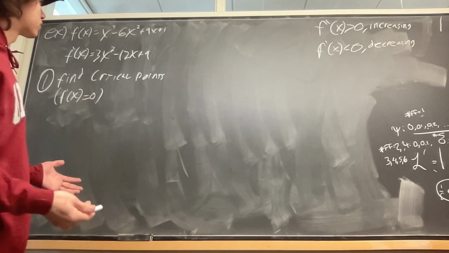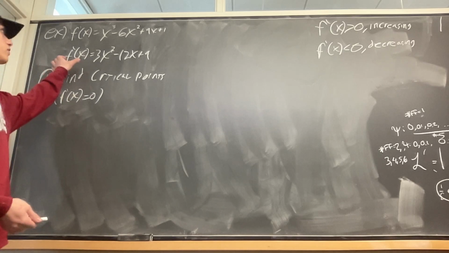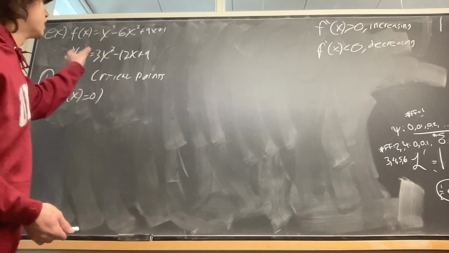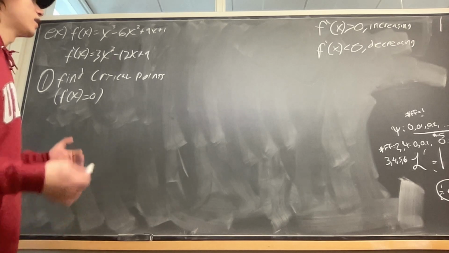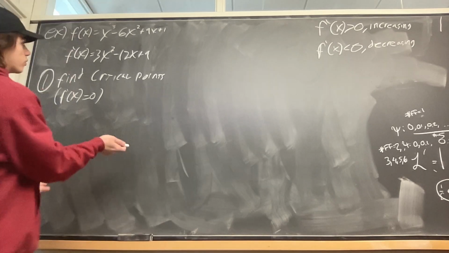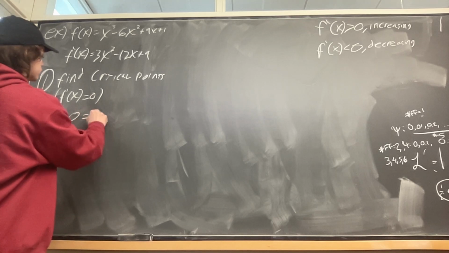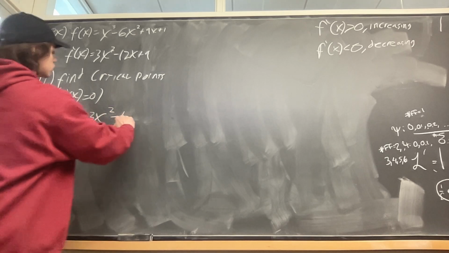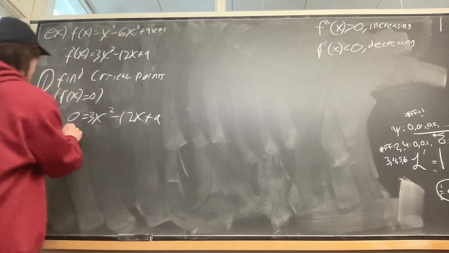So some of you might already see what we need to do. We're just going to set f prime of x, this function here, our derivative, equal to 0, and then solve for x. And those x values are our critical points. Our critical points are the points where the derivative equals 0. In order to factor this, we can do 0 equals 3x squared minus 12x plus 9.